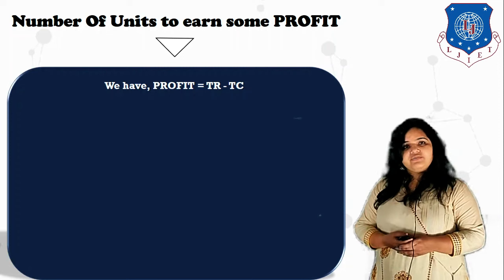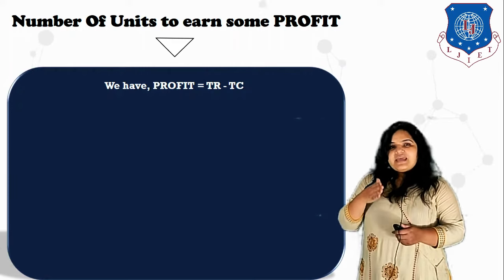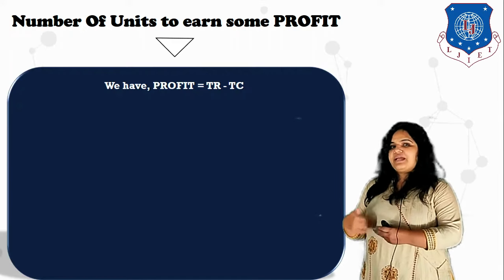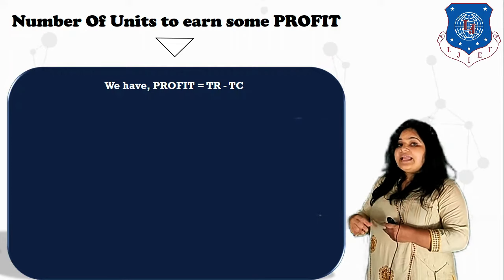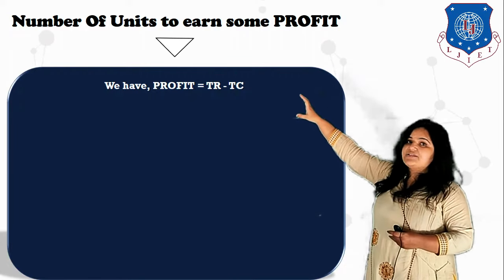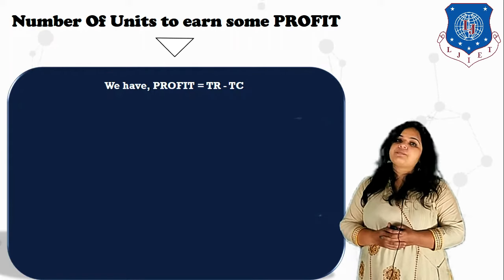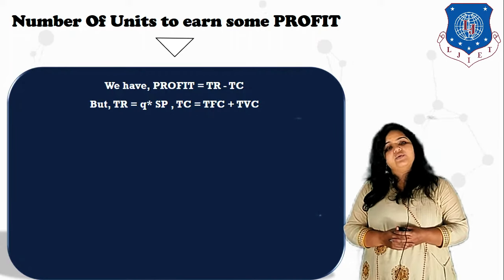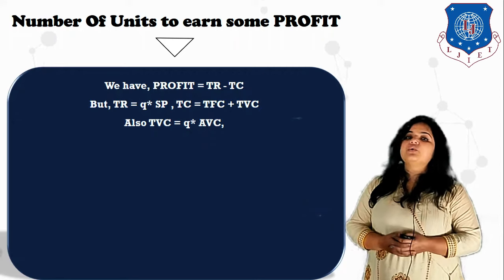What is the formula for profit? Profit is simply given by TR minus TC. We have studied from a very initial age that profit is equal to selling price minus cost price. But if we talk about the total sales, then we will need to talk about the total cost. So here my profit is equal to total sales or total revenue minus total cost. We have the formula for both TR and TC, where TR is equal to Q into SP and TC is equal to TFC plus TVC. Also, TVC is equal to Q into AVC.